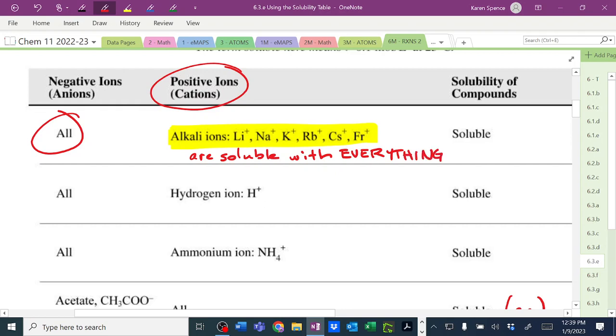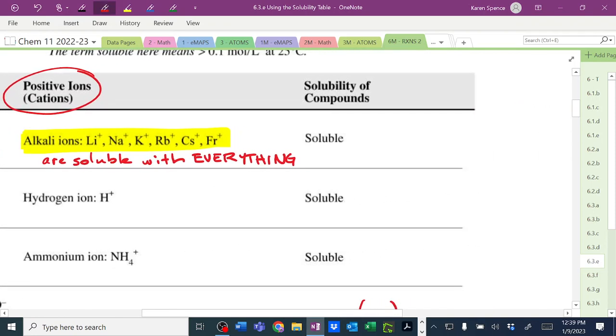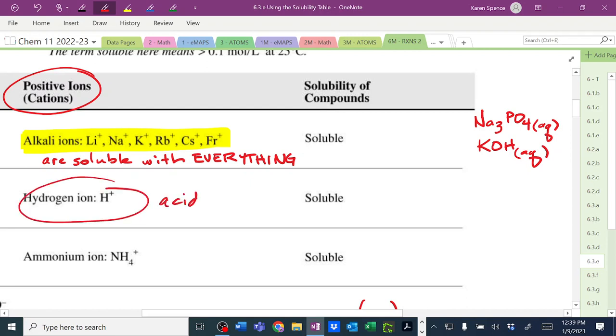Okay, so if I give you sodium Na3PO4, if you put it in water, is that solid or aqueous? Aqueous. If I give you potassium hydroxide and you put it in water, is that solid or aqueous? Aqueous. I could go on and on and give you all the different examples and they would all be aqueous, okay? Same thing with the hydrogen ion. This one's a little weird because these are actually acids, okay? So they behave a little bit differently.